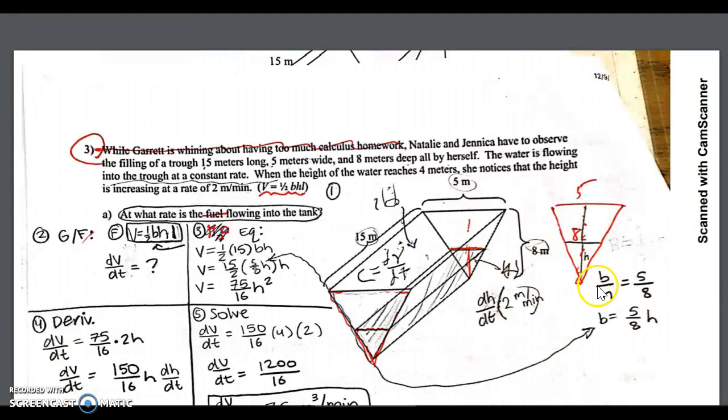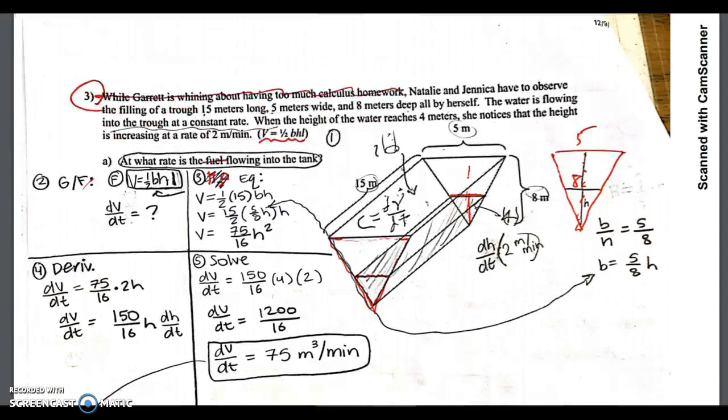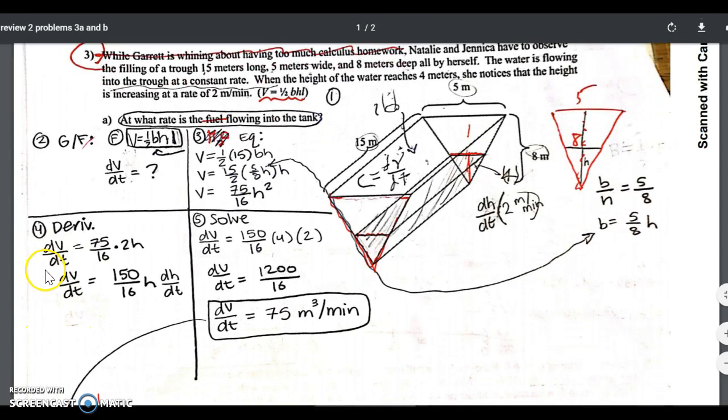What that allows us to do is isolate one of these variables. The easiest one to isolate is b, so we move the h over, and we take that b value, and we're going to put it in right there for b. And when we do, we have 5/8 h. Now we have one variable, multiply as needed, and you get 75 over 16 h squared. At this point, we're ready to derive, which is the next step. So we're going to write down the thing we want, which is dV/dt, and we're going to say that it's equal to the derivative of this expression here.